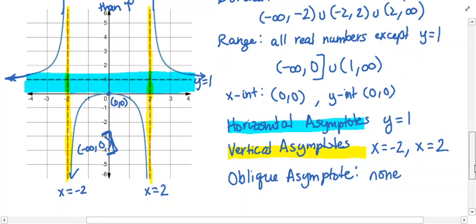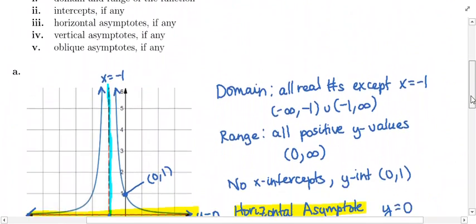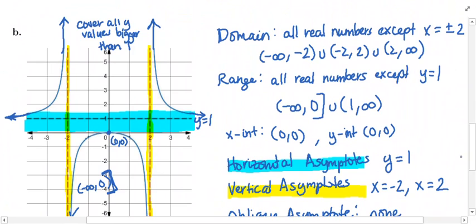Let me go back to my checklist. I think we've got everything. We did domain, range, intercepts, horizontal, vertical, and oblique asymptotes. So here are all the characteristics that are asked for in example 3B.